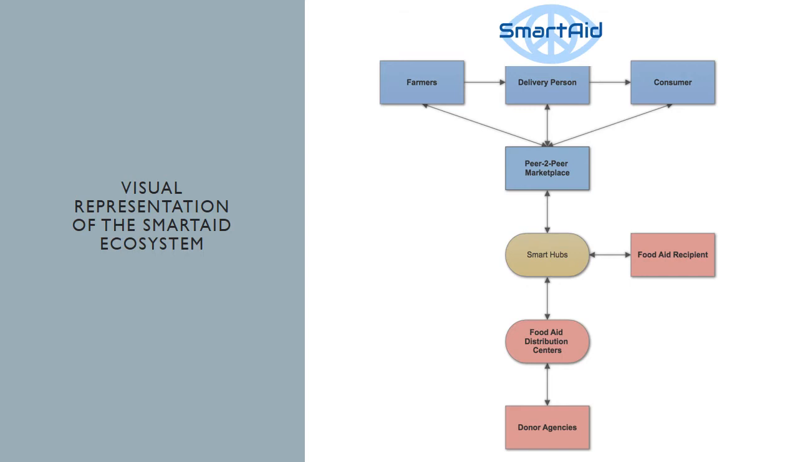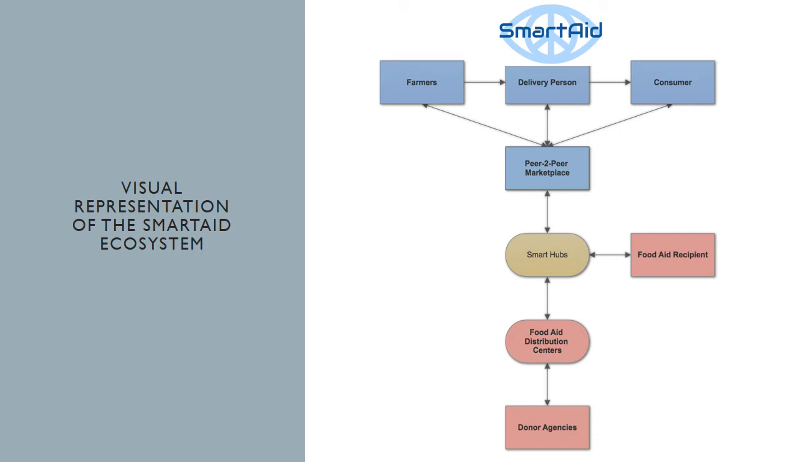This is a visual representation of the SmartAid ecosystem. In the middle, you can see our smart hubs, which will be the intermediary for activity within a particular ecosystem. Each community will have their own smart hub. The blue components represent the system of self-sufficiency. It'll connect local farmers to their local markets while cutting out the middleman.